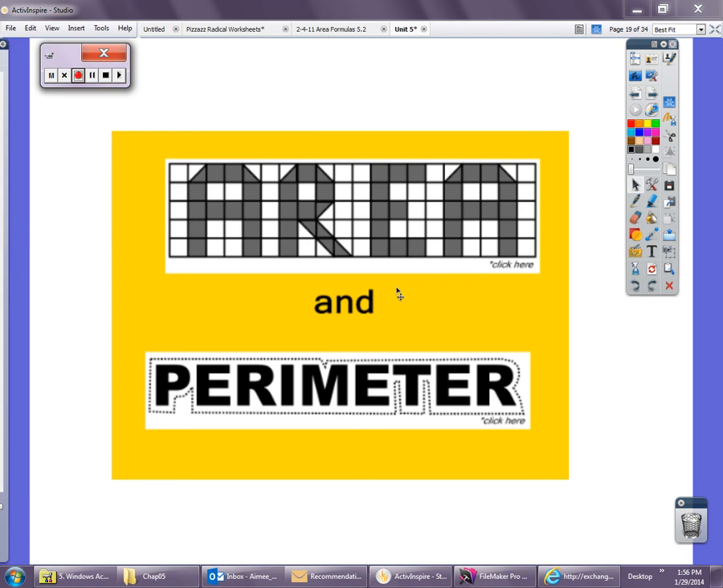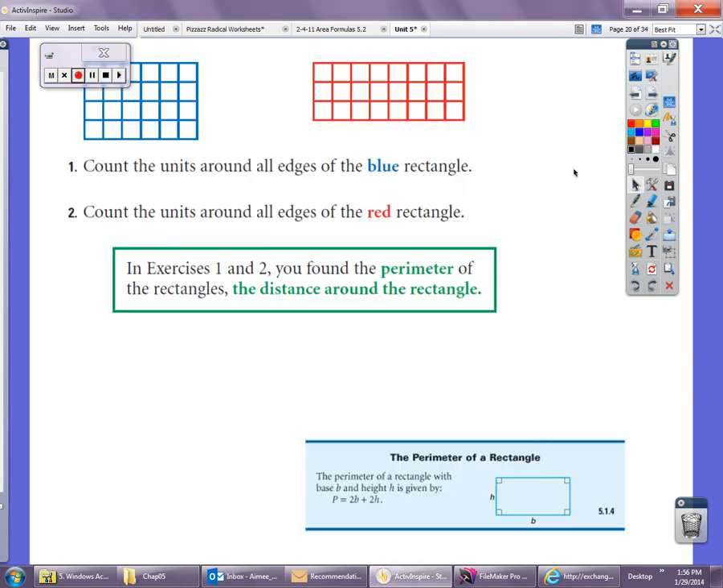So in section 5.1, we're really just talking about area and perimeter. I know area and perimeter is something that you've probably done in the past, but really the main focus of this section is to be able to understand where the formulas come from. So we're going to start by looking at two examples, a blue rectangle and a red rectangle.